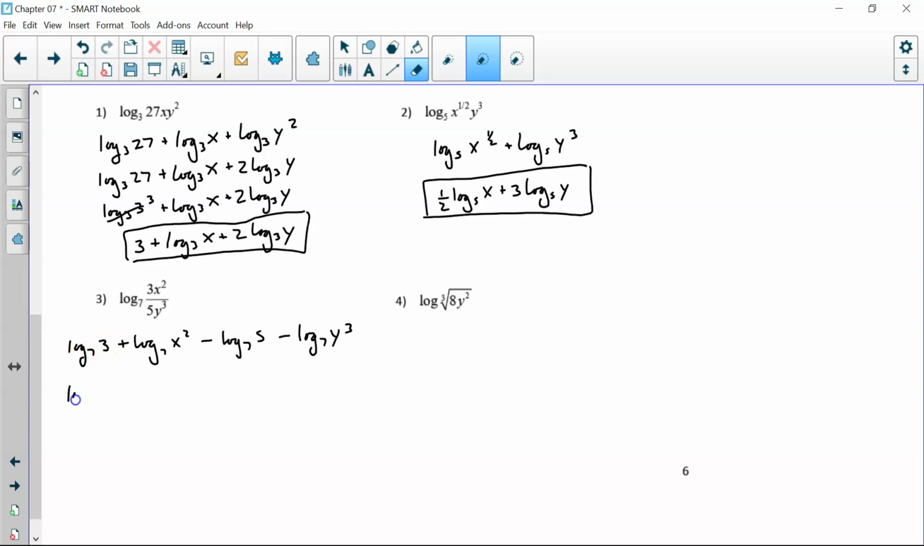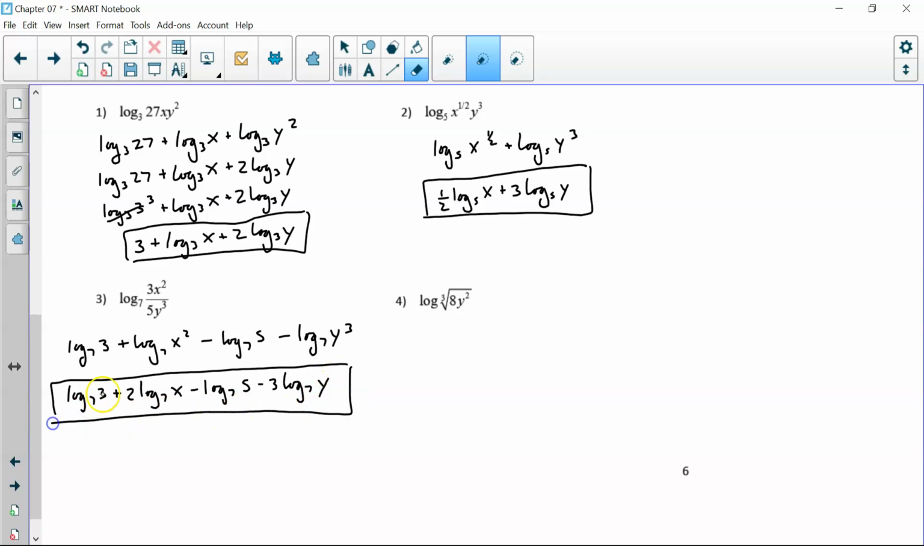No exponent, so it's just log base 7 of 3. 2 goes out front, so plus 2 log base 7 of x. No exponent, so minus the log base 7 of 5. Exponent goes out front, minus 3 log base 7 of y. And there we go. I can't rewrite 3, and I can't rewrite 5, so that one is done.